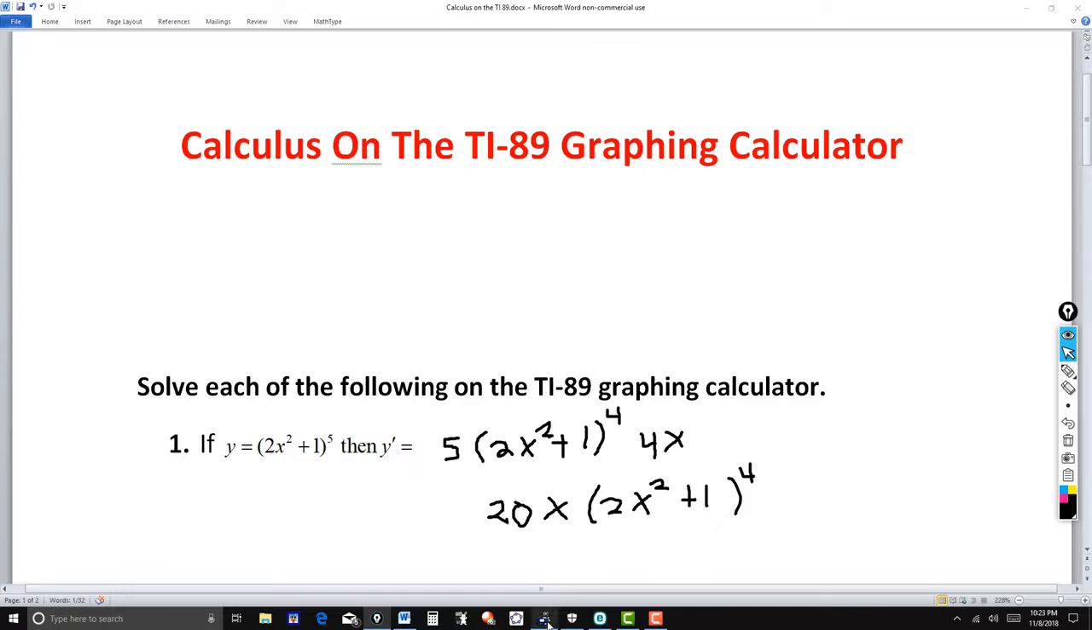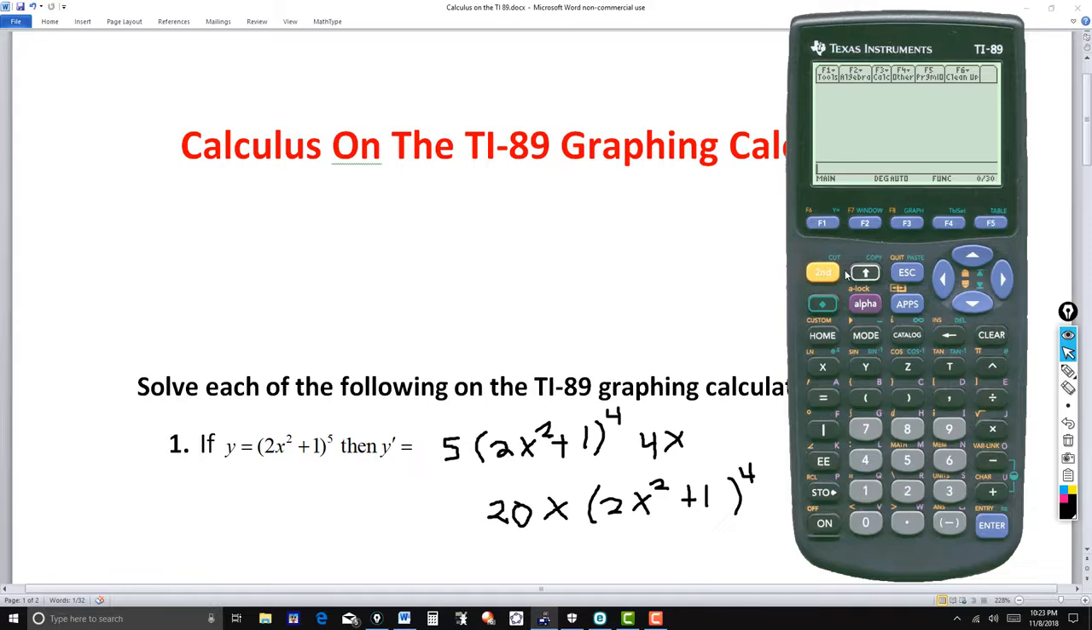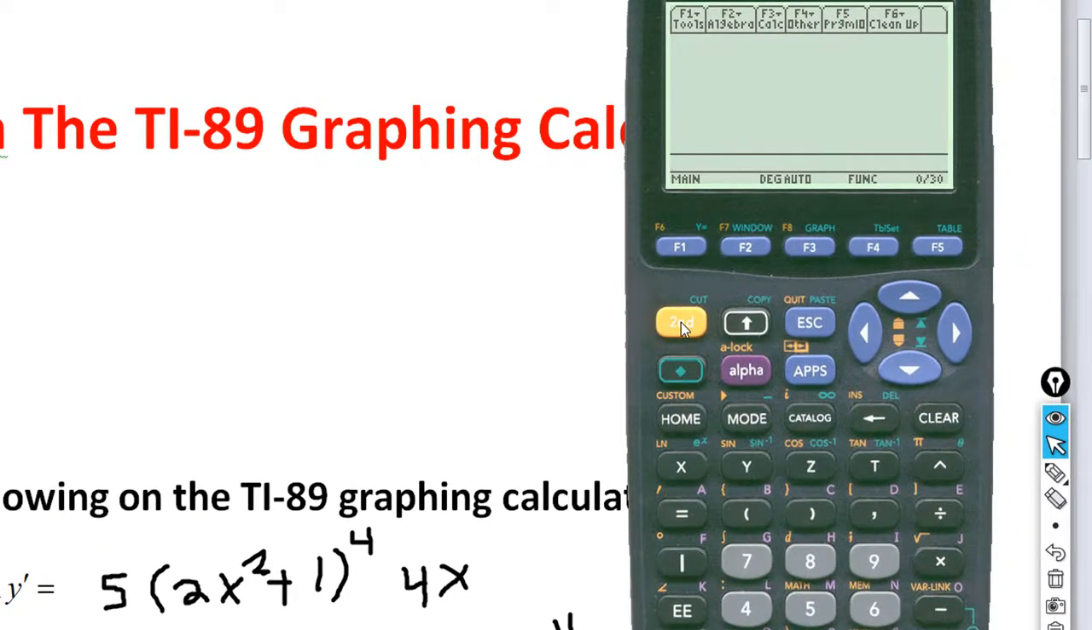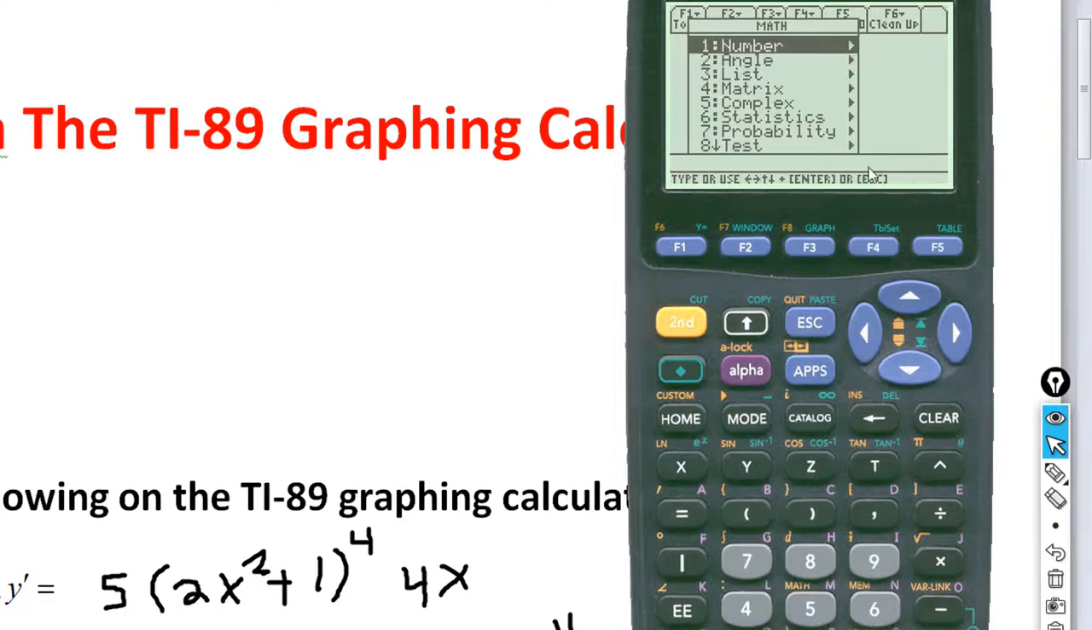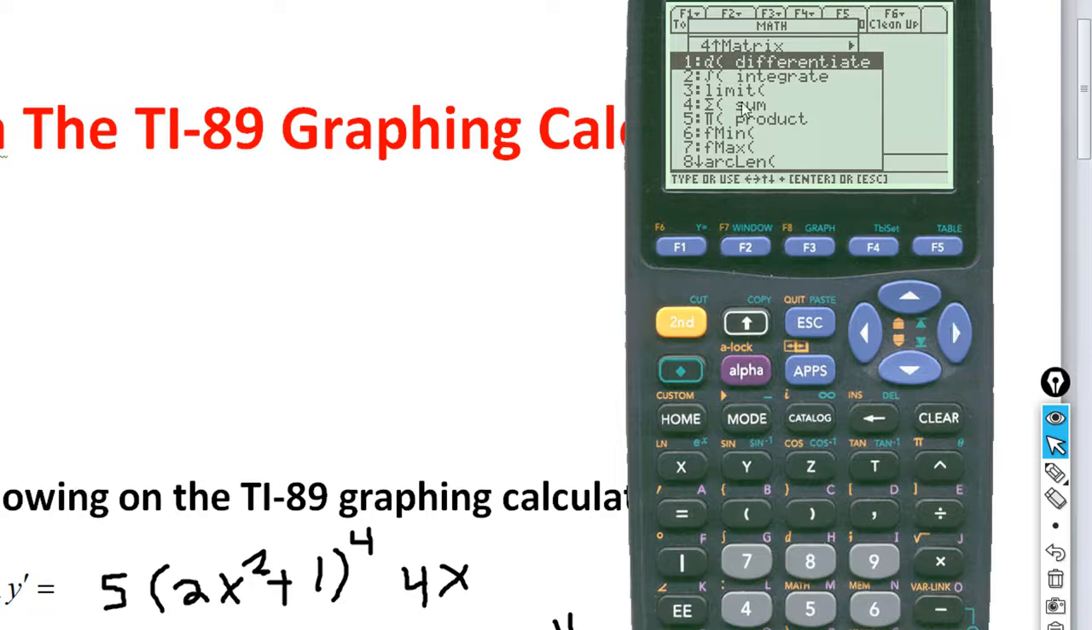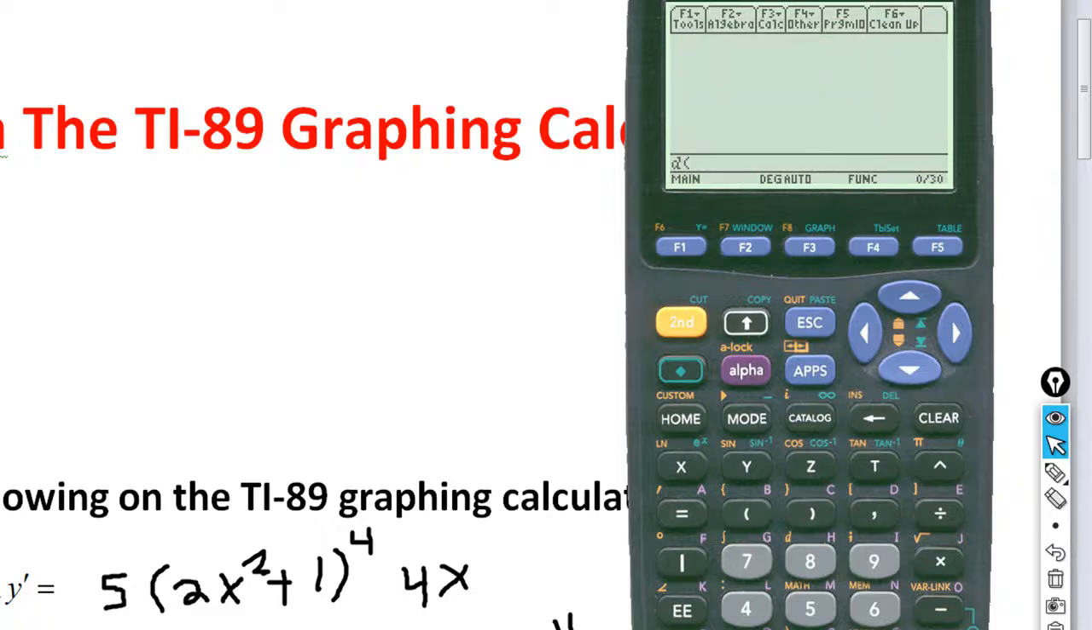Now if I use the calculator, this is again the TI-89, I hit the second key, and then number 5 here. I'm accessing the math menu, and then scroll down to get to the calculus section, and then to the right here, and then number 2 is derivative. So hit enter. It's already highlighted, so hit enter, and then I just enter this.